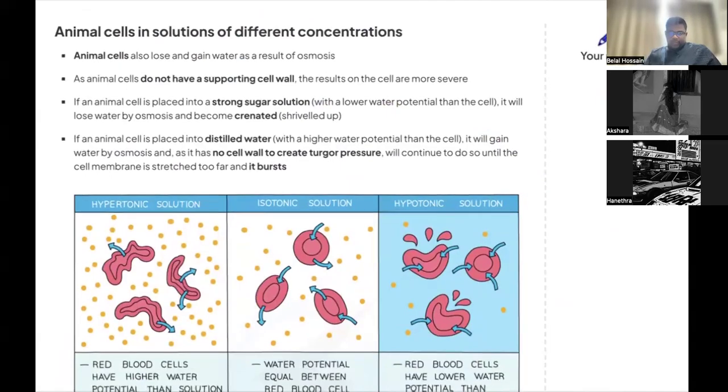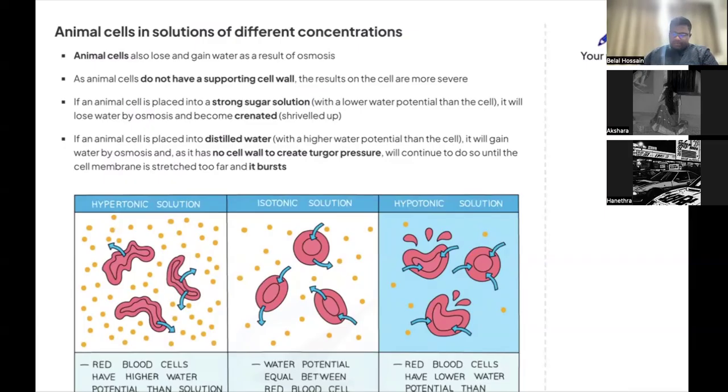Okay. So, animal cells in solutions of different concentration. By the way, I think we have only 2-3 pages left. So let's get over these 3 pages. All right. After that, if you need help with your physics, let me know. Other than that, we'll call it a day and close it.